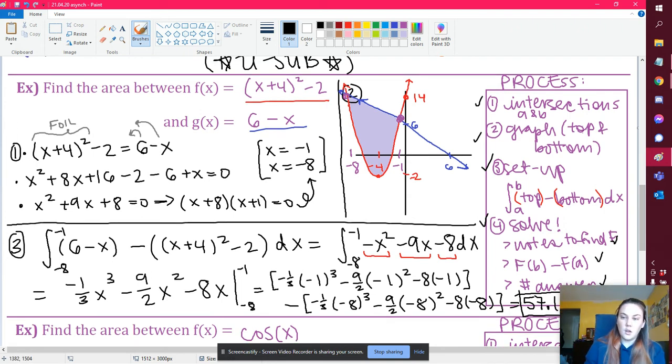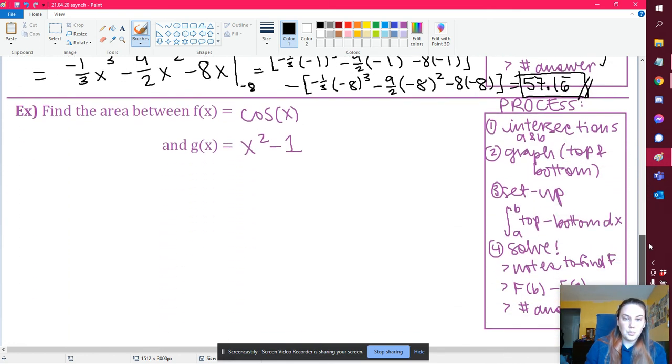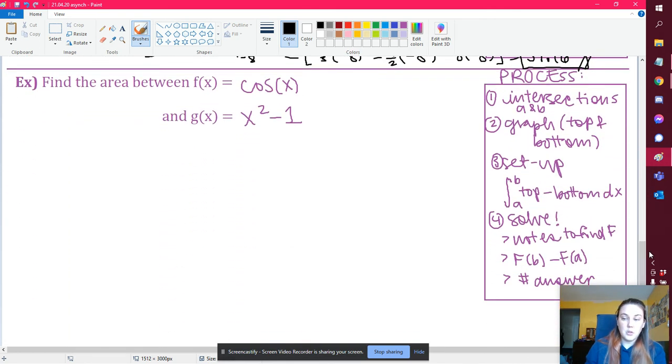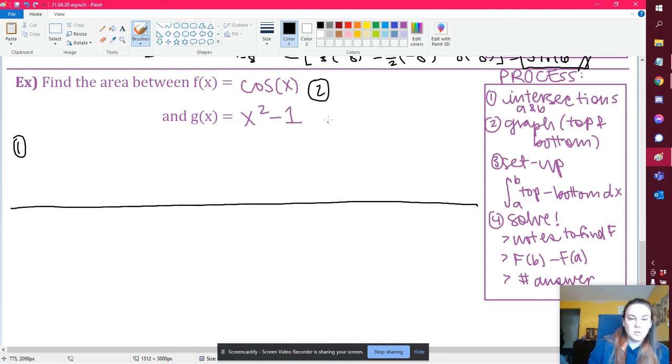We're done. Let's do this again, but with maybe a slightly more complicated one because it's trig. I like trig, but that's just me. Let's find the area between cosine and x squared minus 1. On your homework, it's sine, but it's going to be pretty similar, right? Number 1, find the intersections.